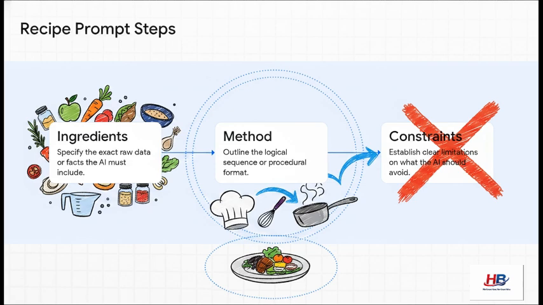Step 2 is method and procedure. What's the logical sequence? Are you looking for bullet points, a formal paragraph, maybe a chronological timeline? You've got to specify. And step 3, actually, this is absolutely crucial, dietary constraints. What should the AI not do? This is literally where most generic prompts fail. By locking in negative constraints, you stop the AI from throwing in weird tones or fluff you never asked for. It guarantees a perfectly tailored result every single time.